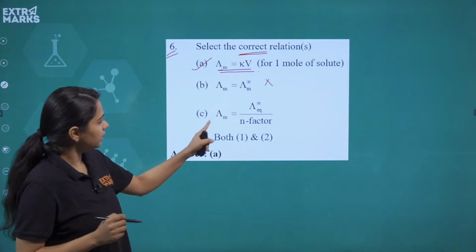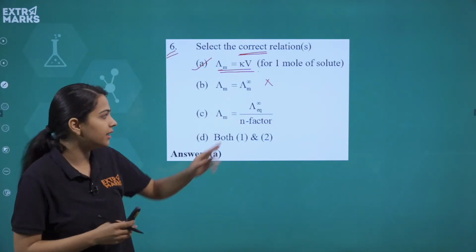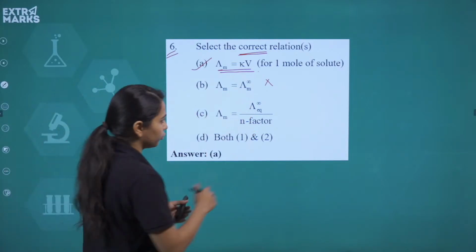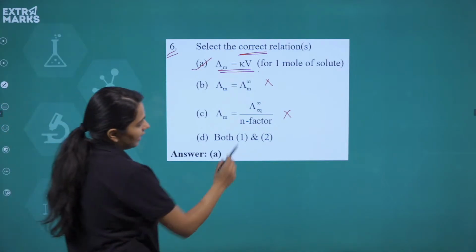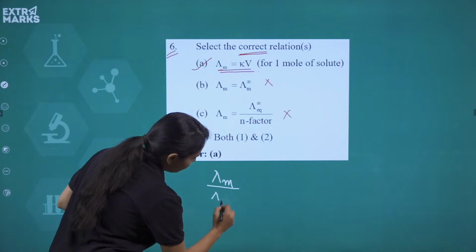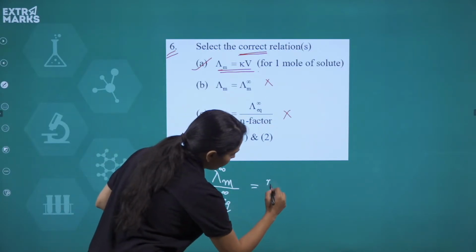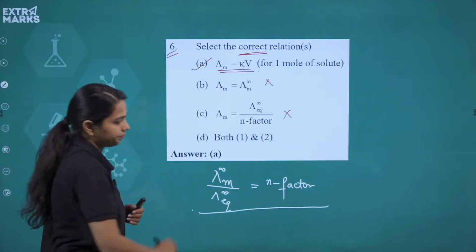Talking about the third relationship, lambda m is equal to lambda equivalent at infinite dilution upon n factor. This is also not right. What is the relationship between lambda m and lambda eq, or equivalent conductivity? Lambda m upon lambda equivalent, or equivalent conductivity, is actually equal to n factor. This is the relationship between these two.